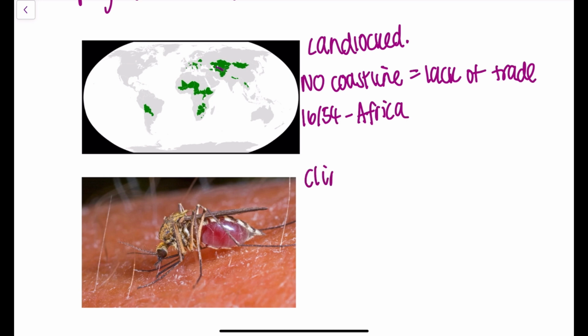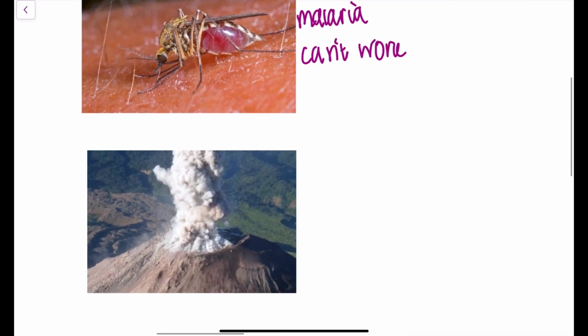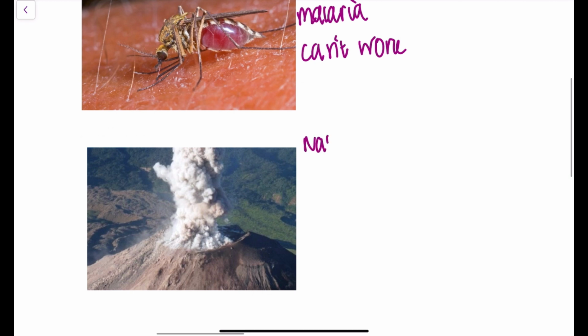The next physical cause is climate related diseases. So, for example, mosquitoes live and breed in warm conditions. And obviously, we know mosquitoes are involved in the vector borne disease of malaria, they carry the disease. This means that people cannot work, and if people cannot work, that obviously makes development difficult.